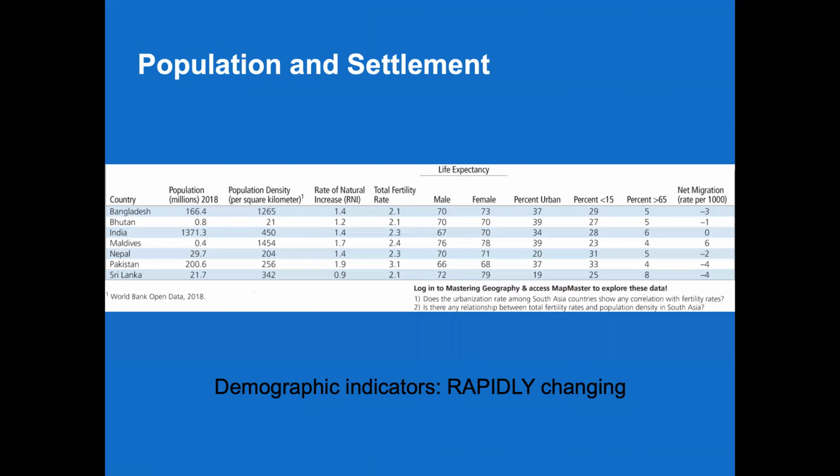The bottom line of this image here is rapidly changing demographic indicators. All the fertility rates are dropping. That's probably a good thing, with the highest being Pakistan. However, large populations already there.